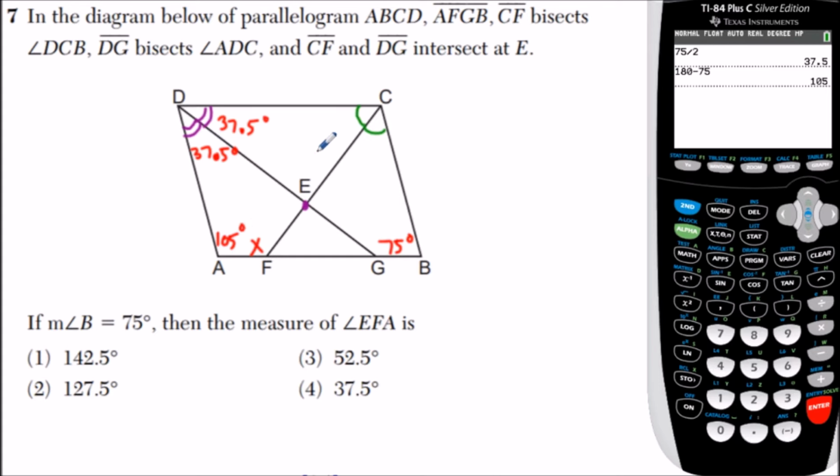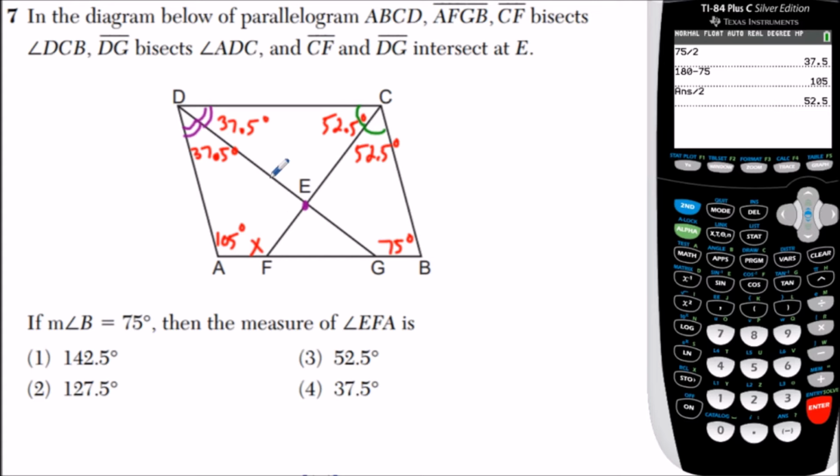And let's see what else we could find. Well, this angle over here, angle DCB, is also 105 because opposite angles are still congruent. But it's being cut in half, so we just divide this by 2. It should be 52 and a half. So we can label this angle here 52 and a half. And same thing here.